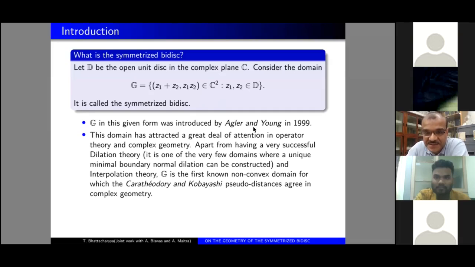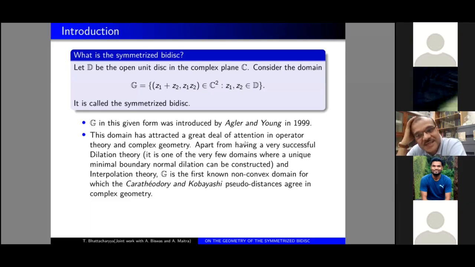It's one of the very few domains where you can actually construct a minimal boundary normal dilation for a pair of commuting operators for which this is the spectral set. Now, this is a success. It cannot always be done. It can rarely be done, and it can be done in this case. So it's a nice set. It lends itself amenable to operator theory. And consequently, there is an interpolation theory as well, in the Sarason style. You can pursue that here, and it gives a very nice realization formula and corresponding interpolation.